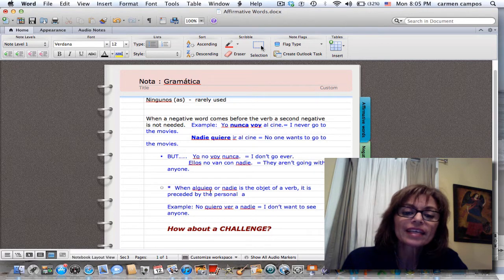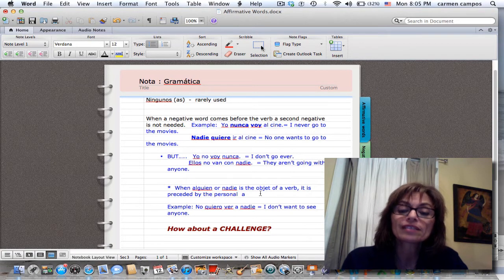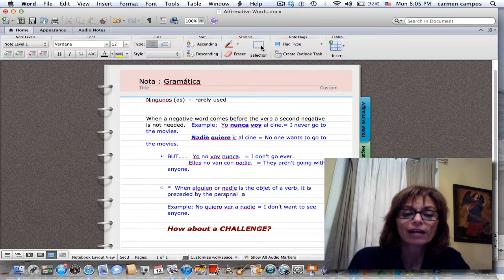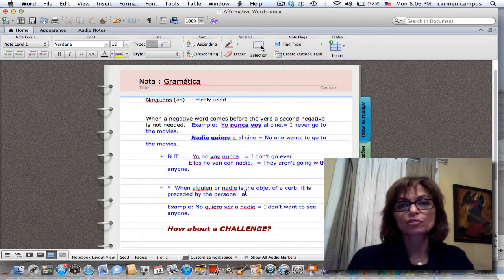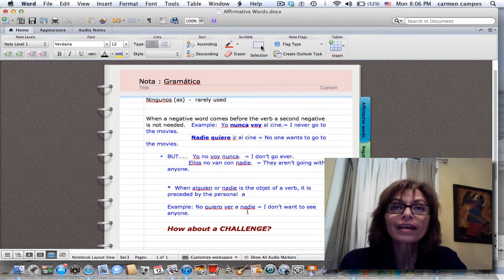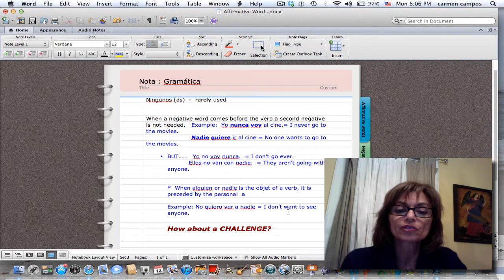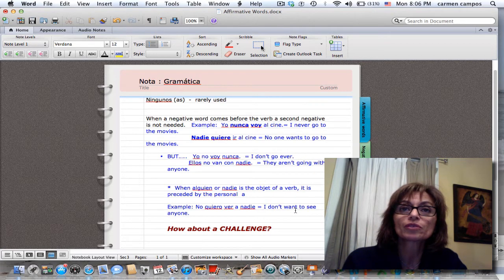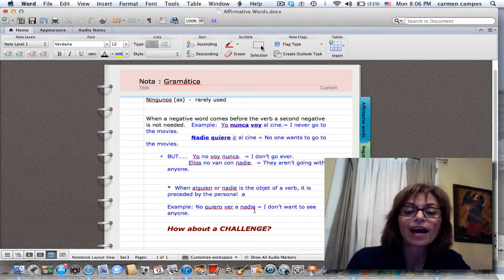When alguien or nadie, when someone or no one is the object of the verb, it is preceded by the personal a. You know, that personal a that you learned about last year. So let's look at the example. No quiero ver a nadie. I don't want to see anyone. And again, don't be fooled by the English. I don't want to see anyone. We're really saying I don't want to see to anyone. A nadie.